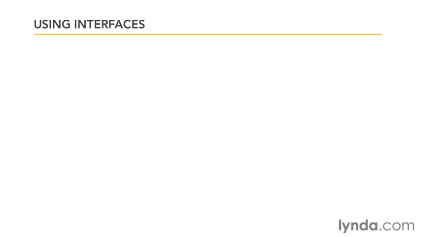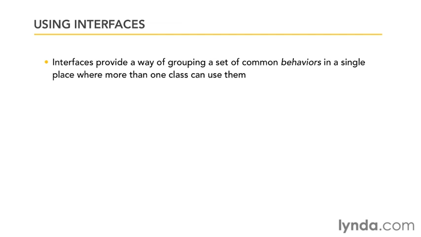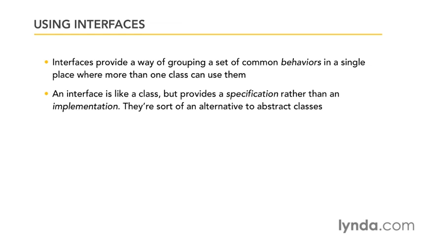All right, the last subject that we're going to cover in this section on building some more advanced classes in C# is using interfaces. Interfaces are a really neat little feature of C#. They essentially provide a way for grouping a set of common behaviors in a single place where more than one class can use them. Now, an interface is sort of like a class, but it provides a specification, or you might think of it as a contract, rather than an implementation.